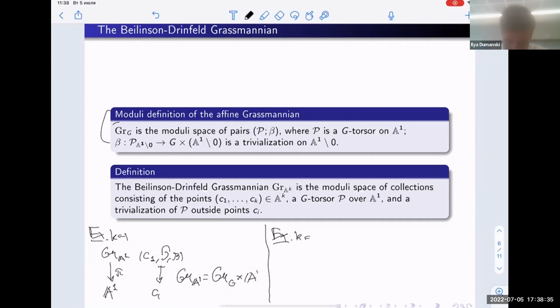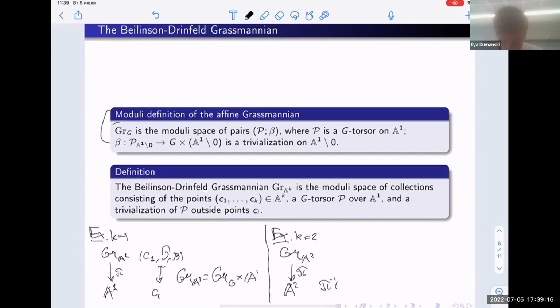Namely, we again have this map that forgets everything except for 2 points. And let us consider the fibers of this map in this case. Here it is not true anymore that the fibers do not depend on the point of A2. Namely, suppose we pick a point first on the diagonal where two coordinates coincide.